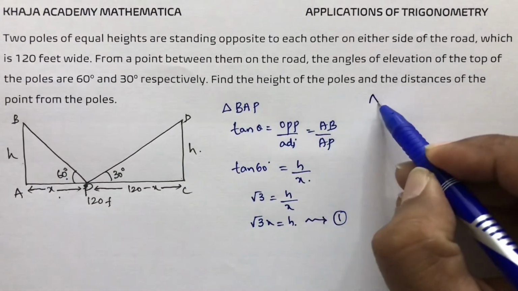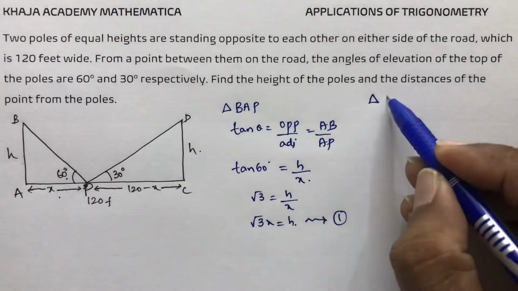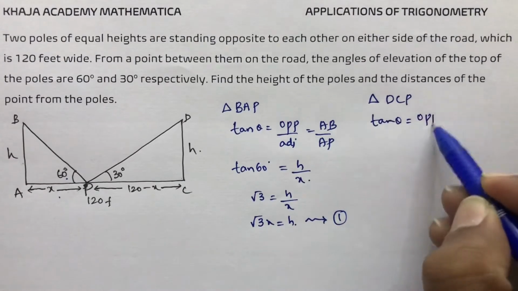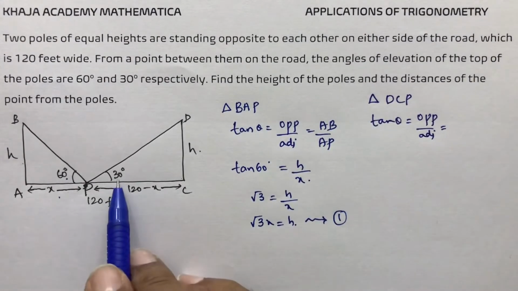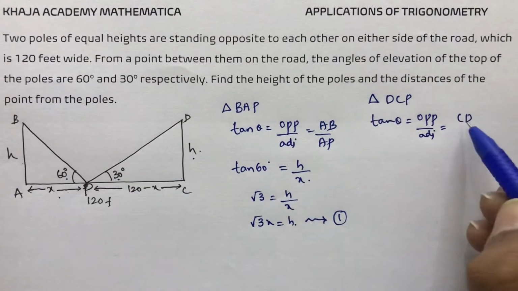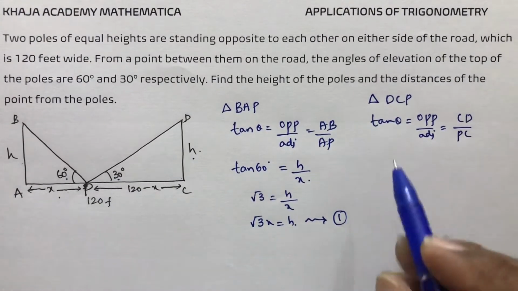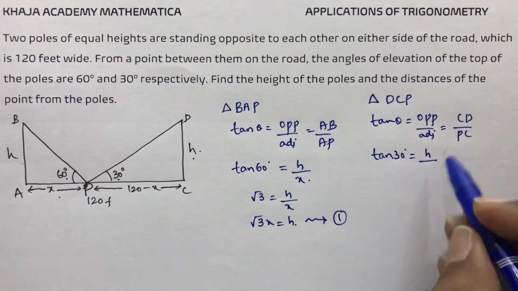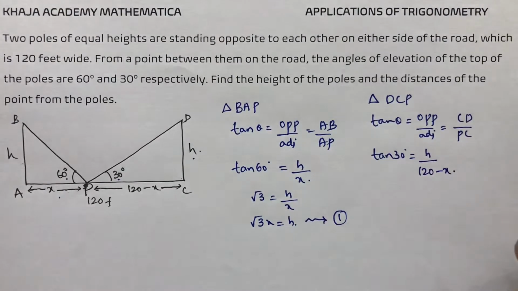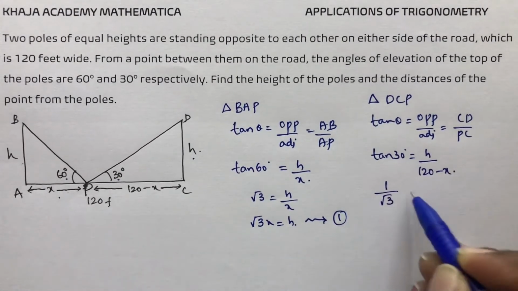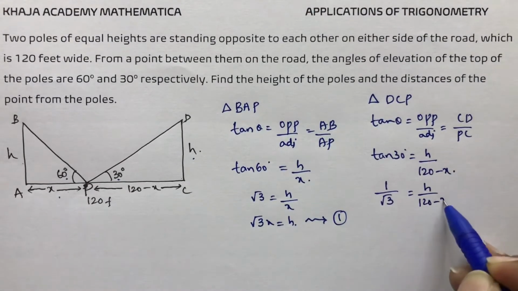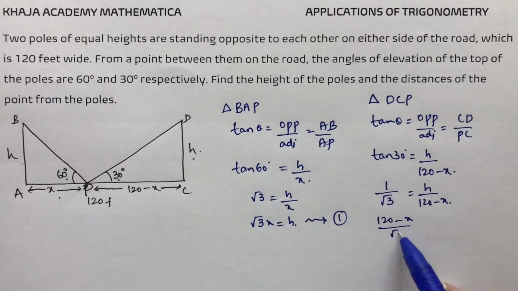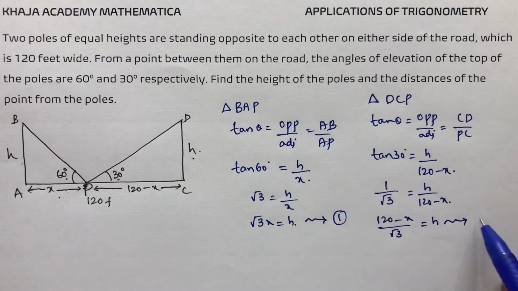Next, if we'll take another triangle, DCP. Triangle DCP. Again tan theta, opposite by adjacent. Here in this case, opposite is CD and adjacent will be like PC. So tan 30 degrees, opposite is H, adjacent is 120 minus X. Tan 30 is 1 by root 3 is H by 120 minus X. If you cross multiply, 120 minus X by root 3 equals H. This is equation 2.